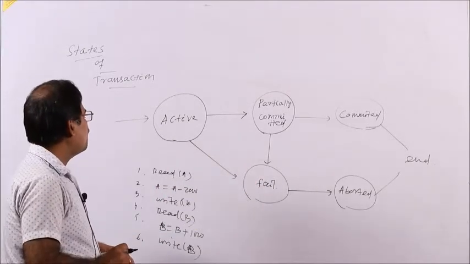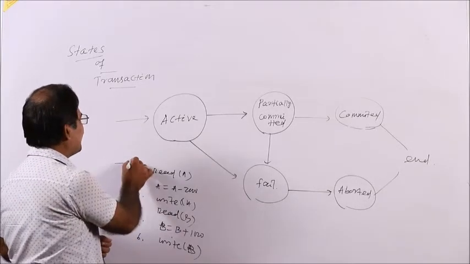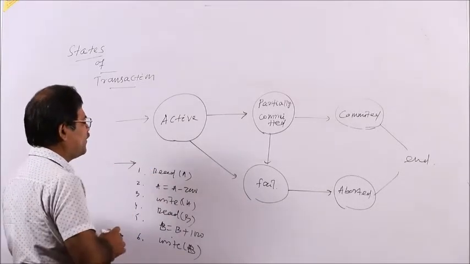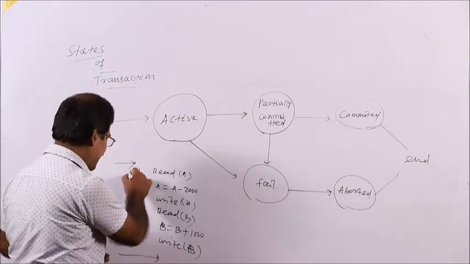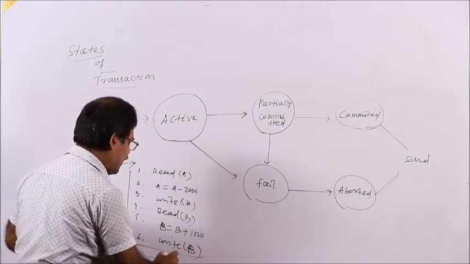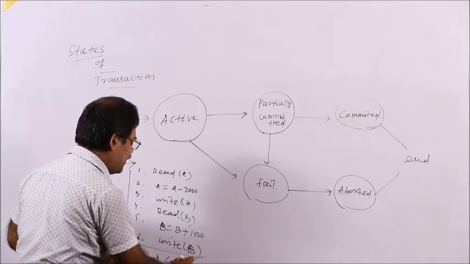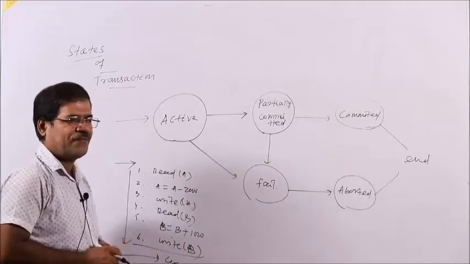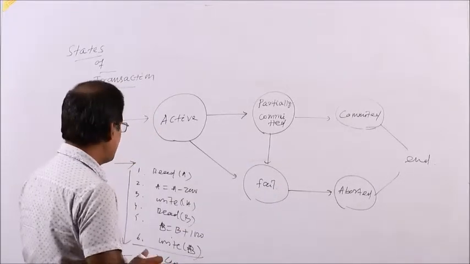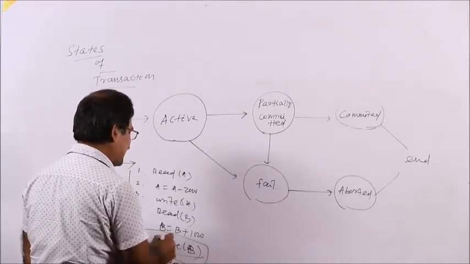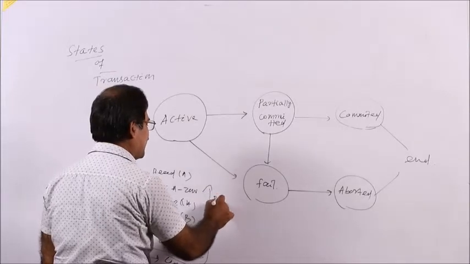Okay. So this is the ready state. The transaction's starting state is called ready, or active. When this statement is executed, first line to sixth line is executed, then the commit operation goes. Commit means it is already over, and the updated value of A, B is written in the database. Before the last line, this state is called partially committed.